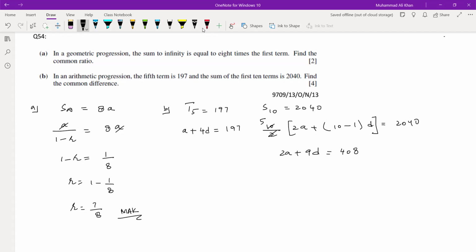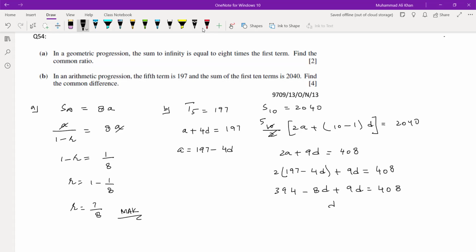408. According to the first equation, the value of A is 197 minus 4D. Here it is 2 times (197 minus 4D) plus 9D equals 408. 2 multiplied by 197 will be 394, minus 4 twos are 8D, plus 9D equals 408.